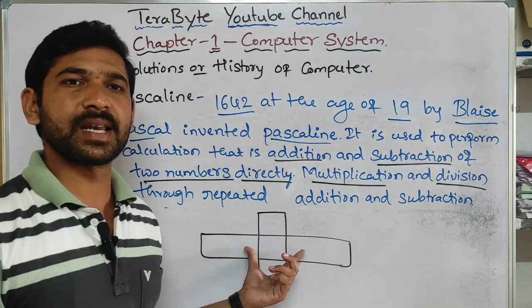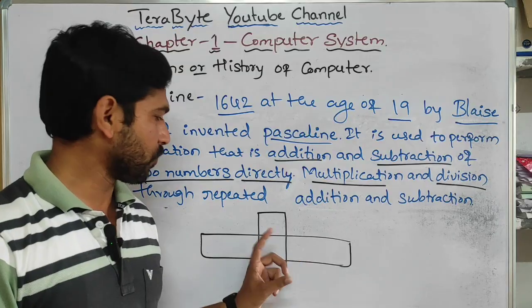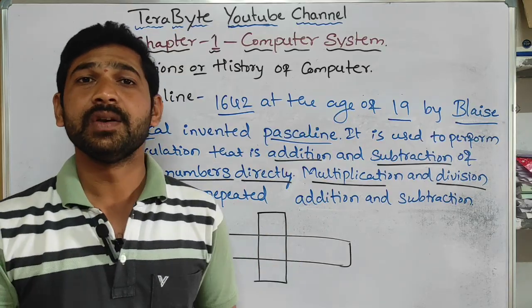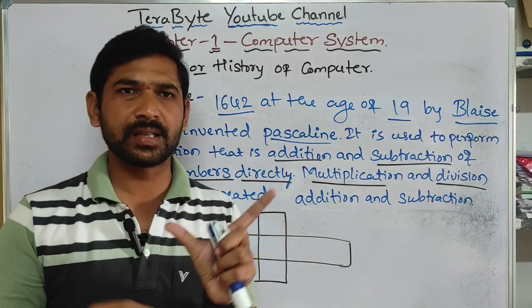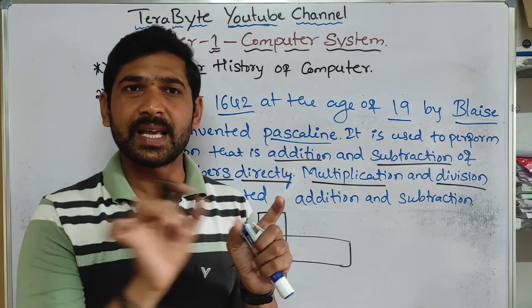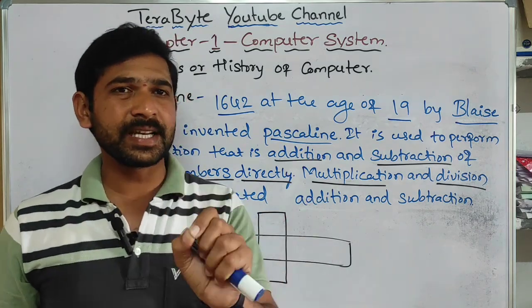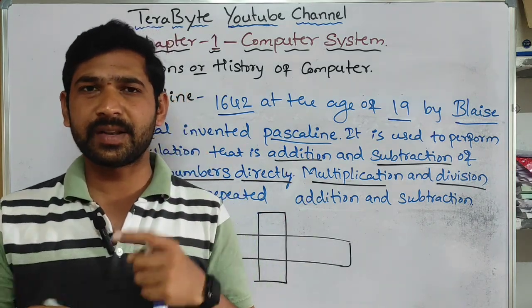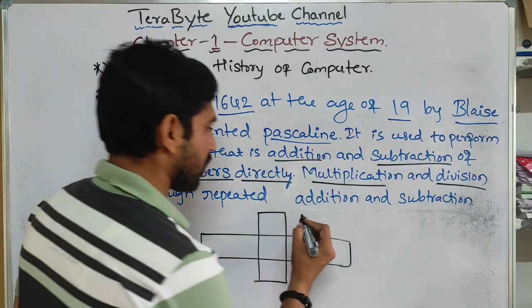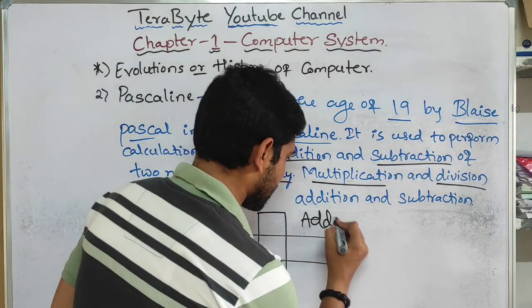Okay, then Pascal Line consists of two scales. One is a constant scale, another one is a variable scale. There is one constant scale and another variable scale. If we use those scales, what happens? Calculations like addition and subtraction happen. Then it is also called the adding machine, Pascal Line.